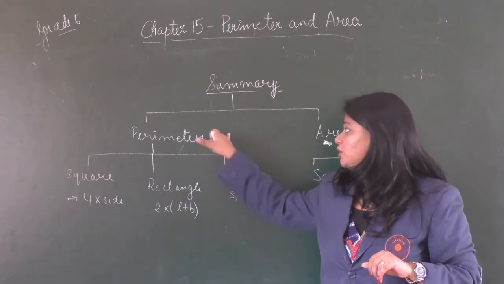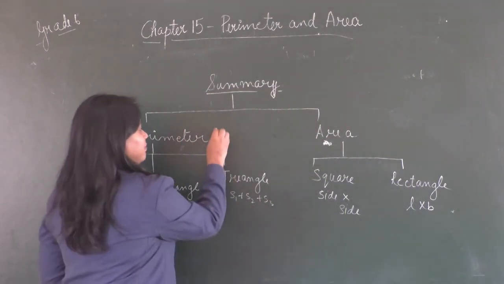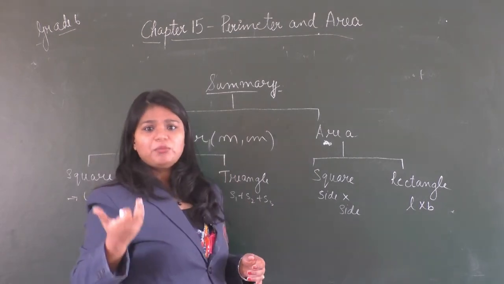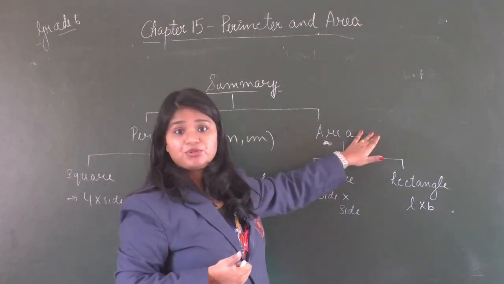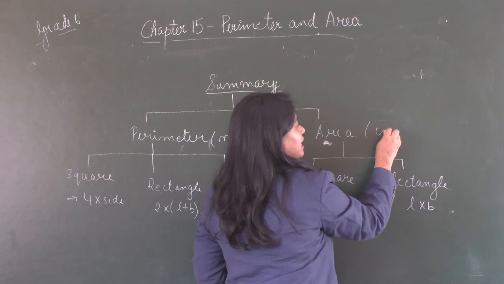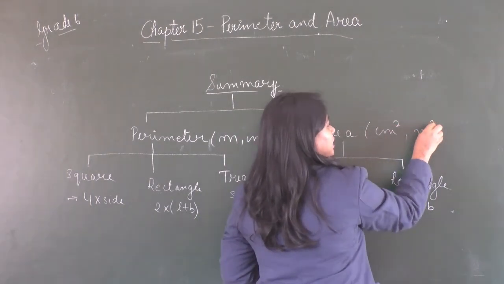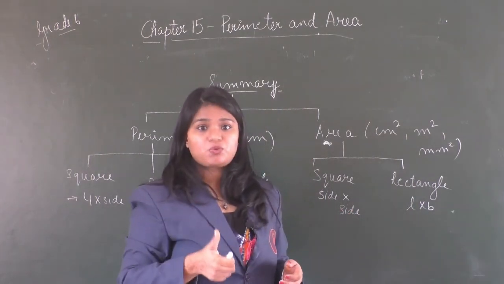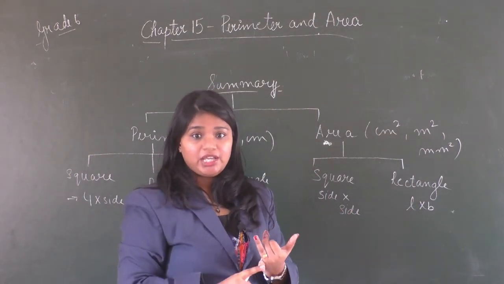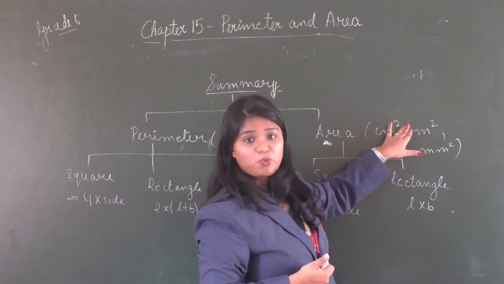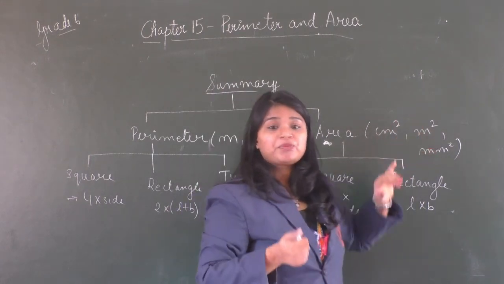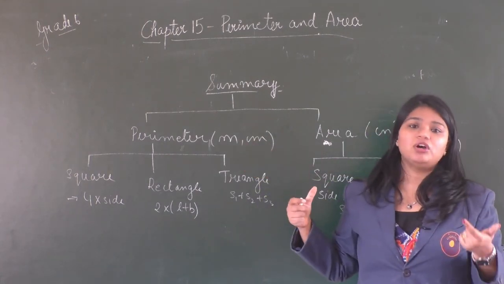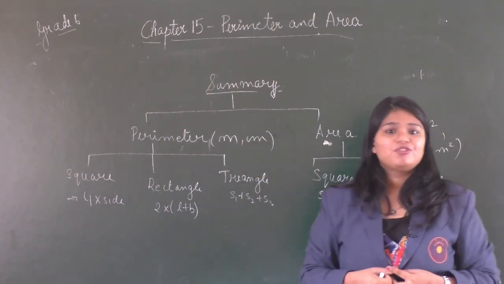When we are talking about perimeter, the units are mentioned as meter, centimeter, kilometer or millimeter. But when we are talking about area, the units are mentioned as centimeter square, meter square, millimeter square or kilometer square. So, when we are talking about area, you have to mention the square, that is centimeter square, and when we are talking about perimeter, you will just mention the unit, that is meter or centimeter.